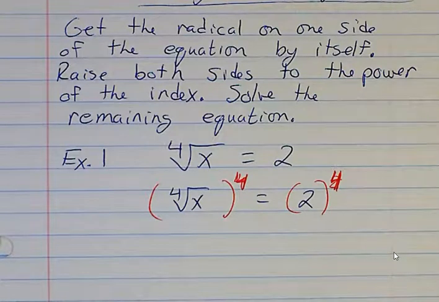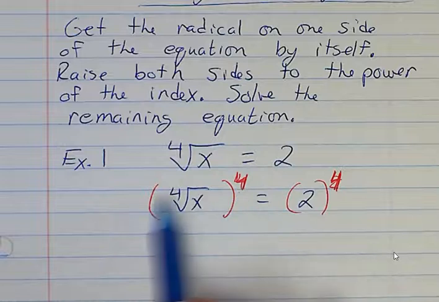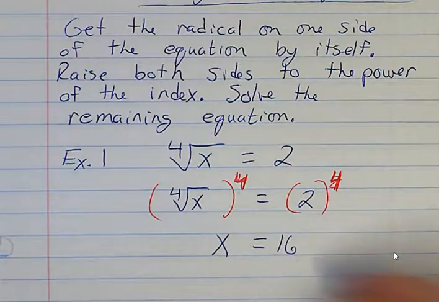And the whole reason we raise this thing to the 4th power is that if you have the 4th root and the 4th index, they cancel each other out, and you just get x. And then you're 2 to the 4th, well, just do 2 times 2 times 2 times 2, and that'll be 16.